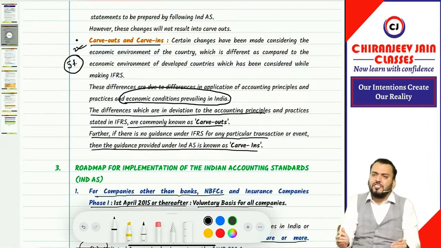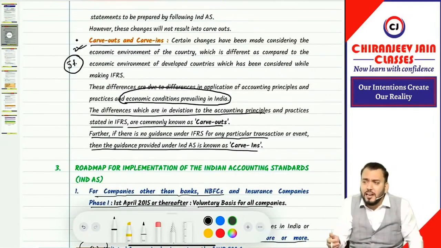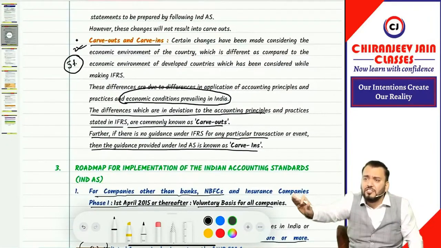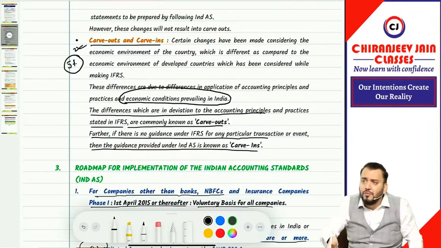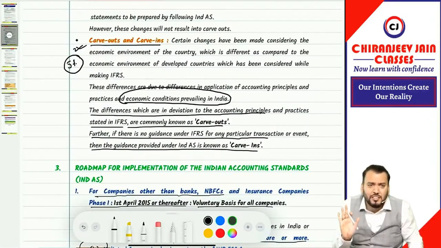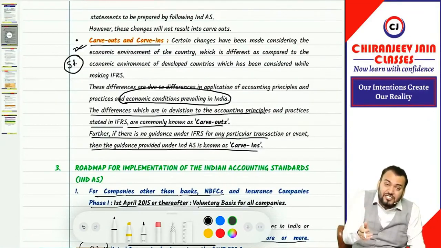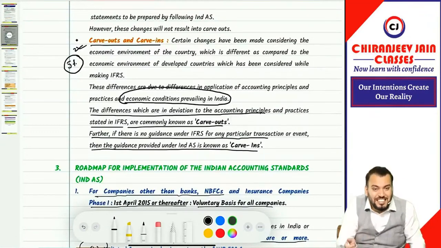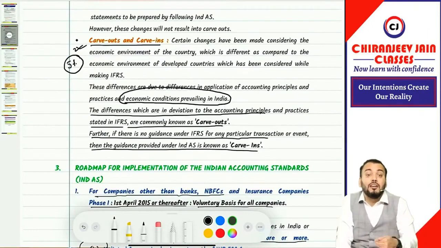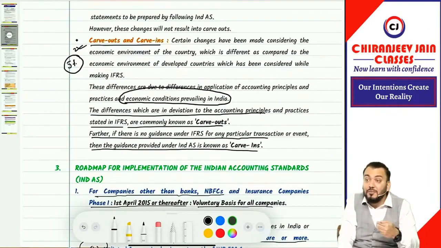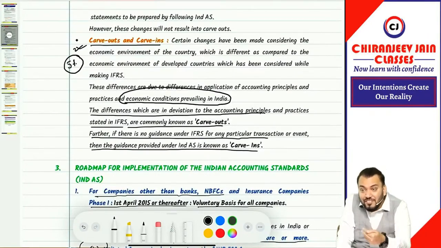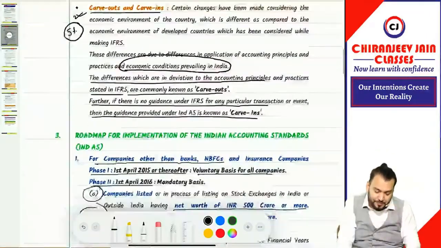Just try to understand: if the UK has adopted IFRS, their economic condition is totally different from India. We can't follow what the UK is doing. Can we follow what the UK is doing? Some changes are required or not? Considering those conditions, we have done some changes, and therefore we call it converged. We don't call it adopted. We have converted. Understood? Yes, sir.